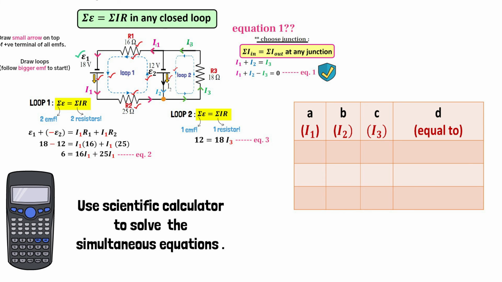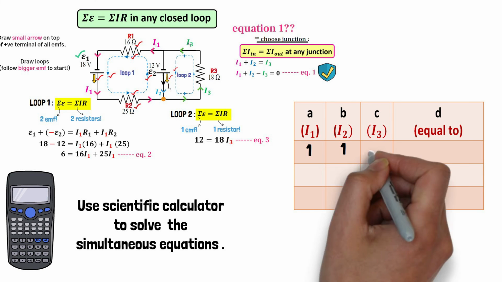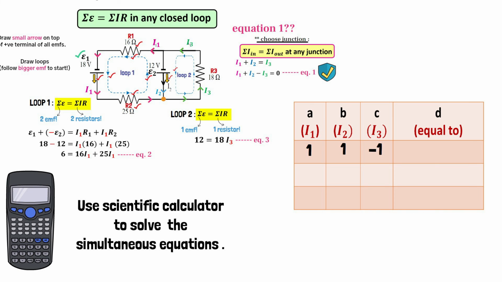Jadi kita masukkan I1 kita untuk equation yang pertama adalah 1. Nilai B untuk I2 bagi equation pertama adalah 1 dan nilai C untuk I3 bagi equation yang pertama pula adalah negative 1 equal to 0 berdasarkan equation pertama tadi. Boleh? Sekarang equation yang kedua pula.